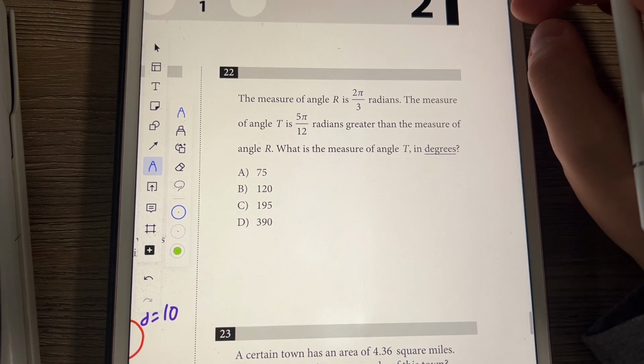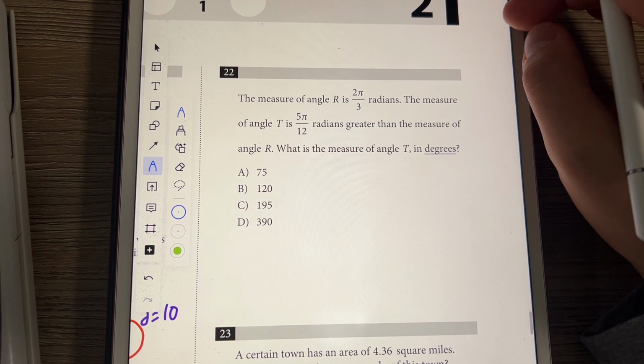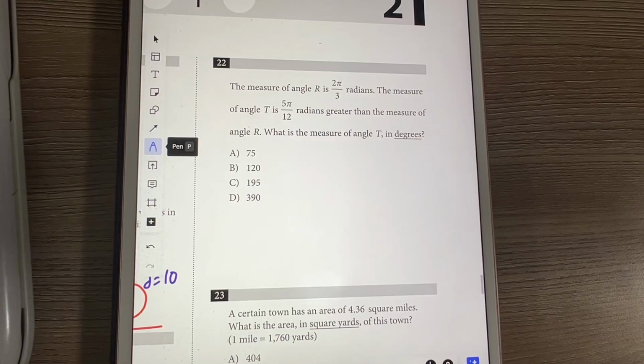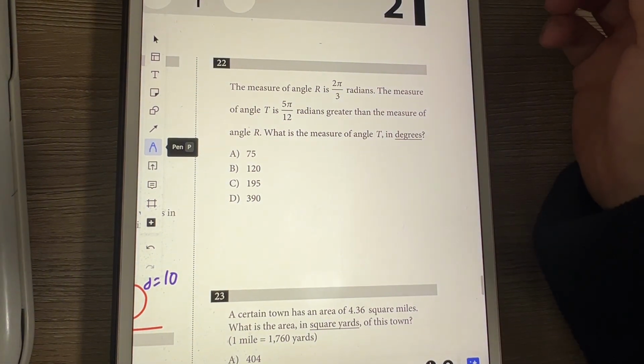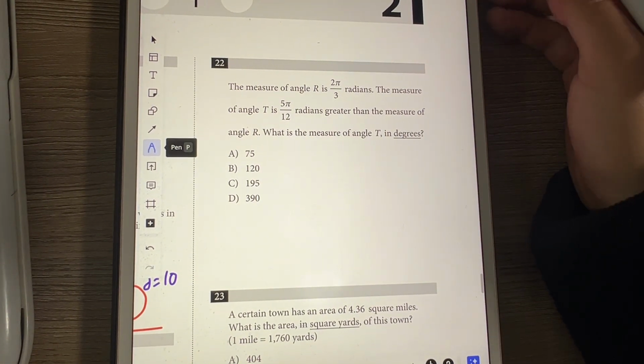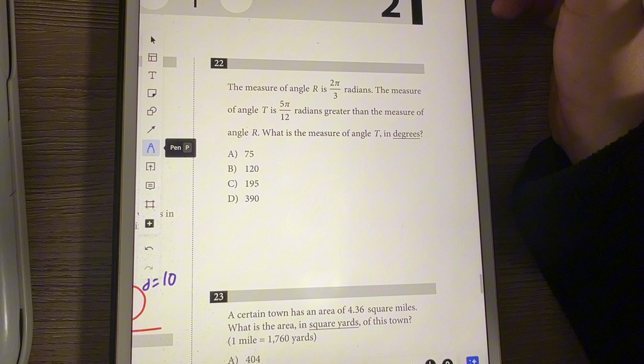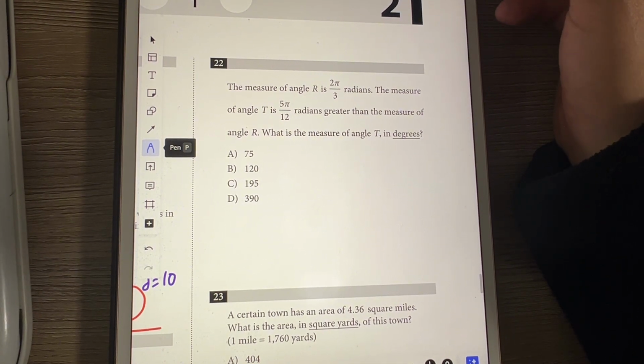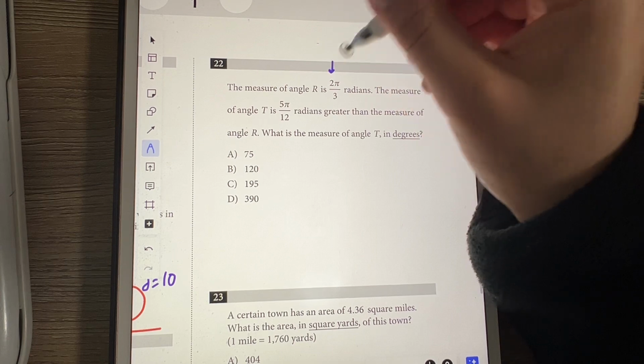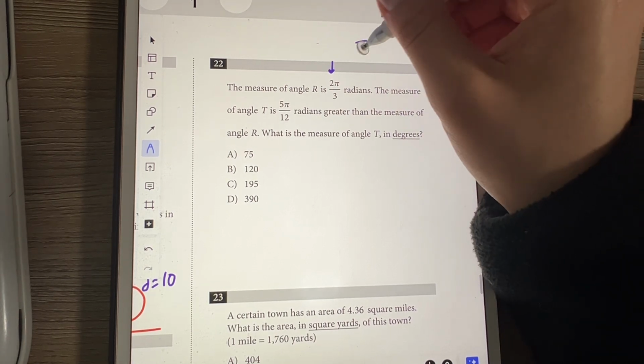But now things are getting pretty hard. Are we ready for some really difficult questions? Let's see. We're making amazing progress and we are almost at the finish line. Let's take question number 22. The measure of angle R is 2 pi over 3 radians. The measure of angle T is 5 pi over 12 radians greater than the measure of angle R. What is the measure of angle T in degrees? First, I want to put 2 pi over 3 into over 12, and that way I can add these together.